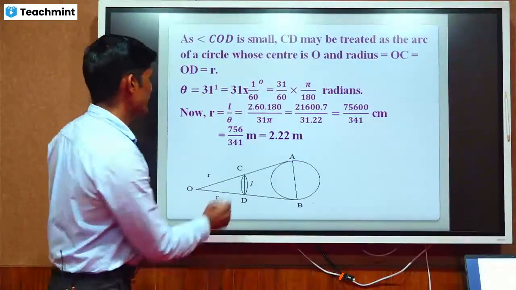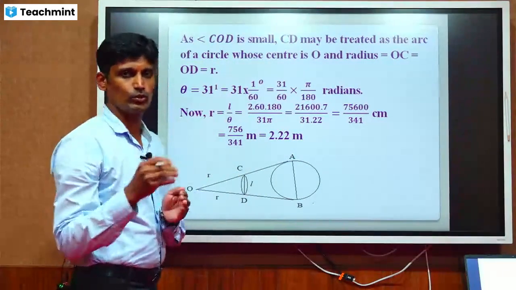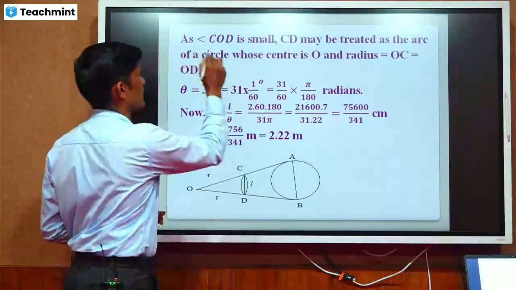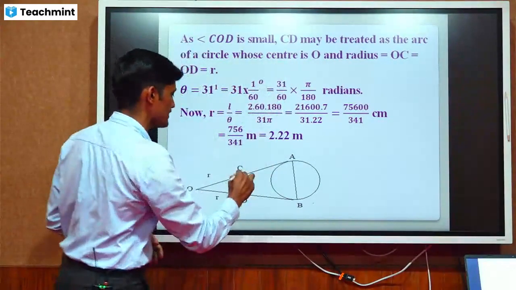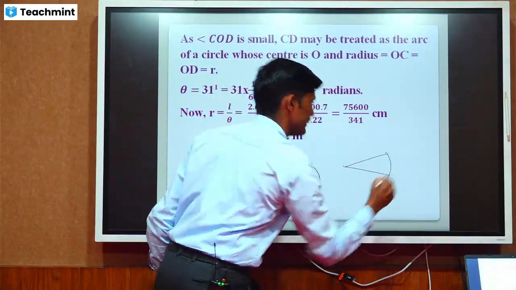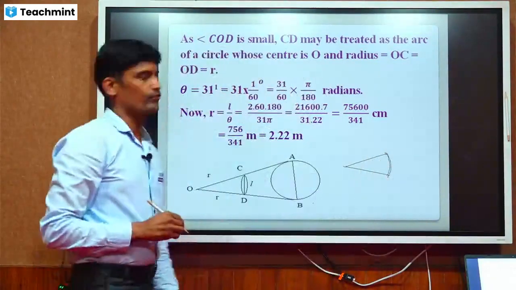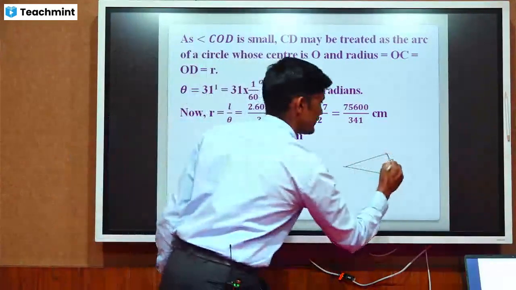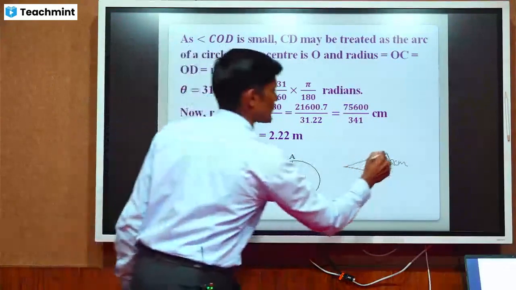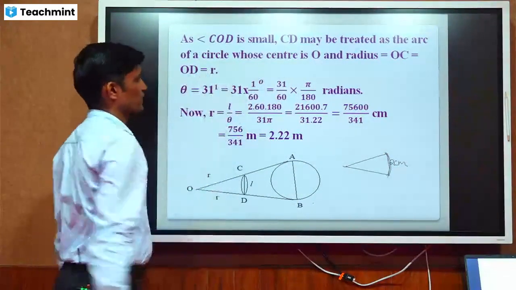As the angle COD is very small, 31 minutes, and you know 60 minutes is equal to 1 degree, therefore it is almost a half degree, a very small value. So as the angle COD is small, CD may be treated as the arc of a circle. We treat this as an arc of a circle whose arc length is 2 centimeter.